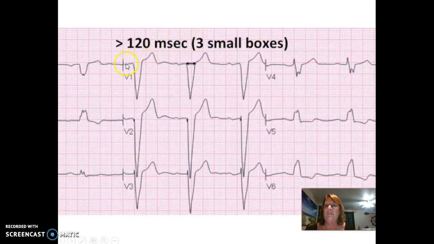Here's one more example of it. I can see my P wave. I've got this nice big wide QRS. But the hallmark of this is I still have that sinus P wave.